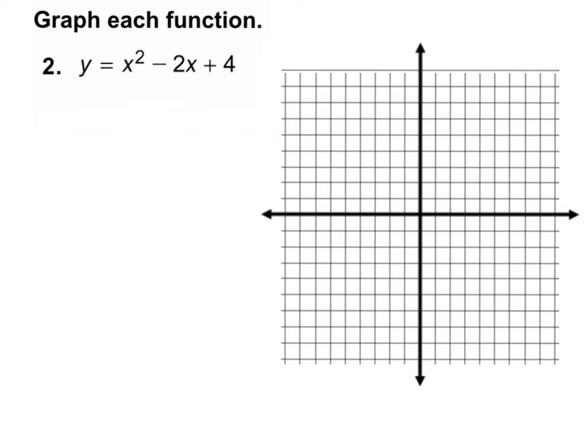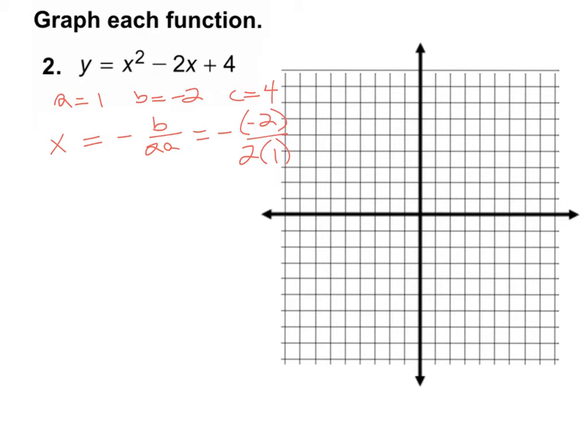Second question here is to graph. And again, it's written in standard form, so we go right away to labeling what a, b, and c equal. So a is 1, b is negative 2, and c equals 4. And we want to go right to our axis of symmetry, which is x = -b/(2a).